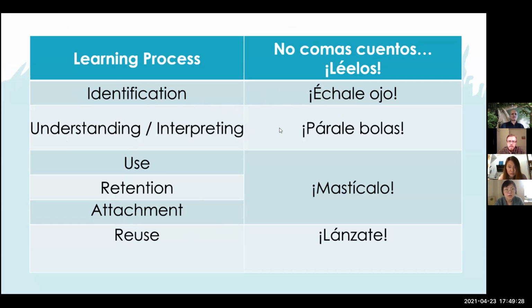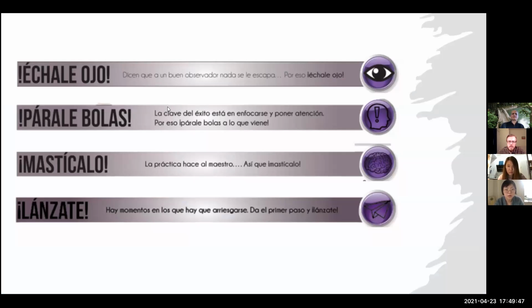Then for each part, a section was designed. So section number 1 helps students identify the units. Section number 2 helps them understand the meaning. Section number 3 makes them use, retain, and attach the meaning. And finally, they're pushed to use that knowledge. So this is a quick walkthrough of the design of the unit.